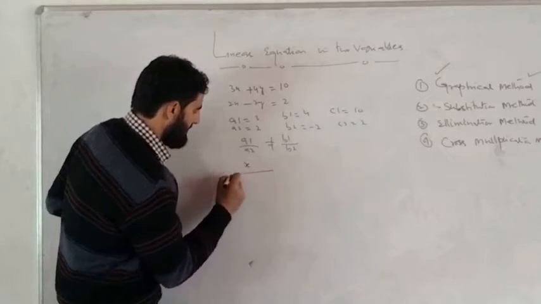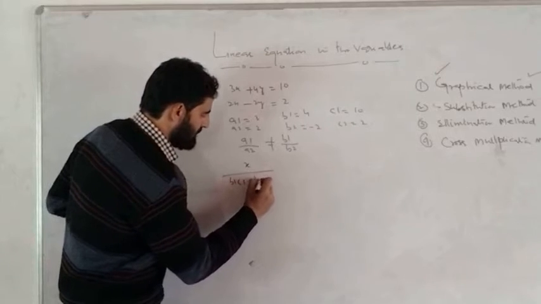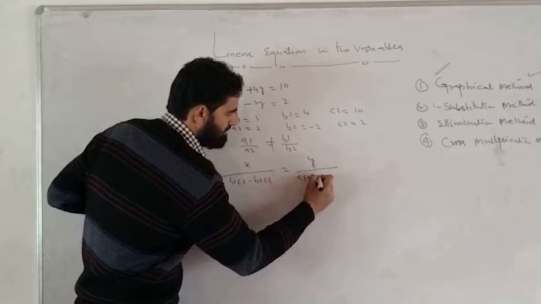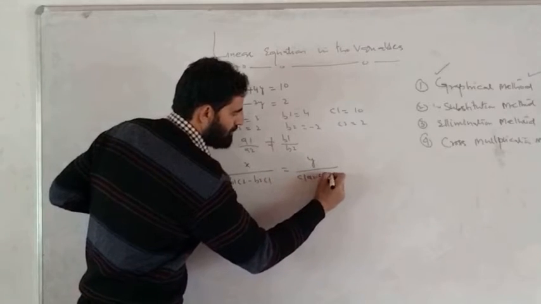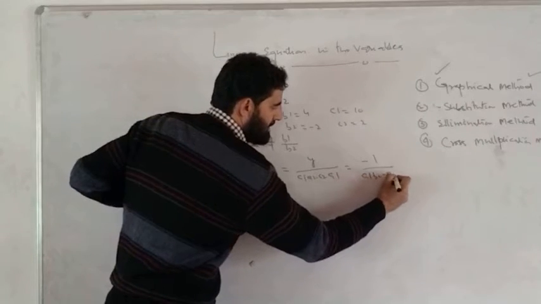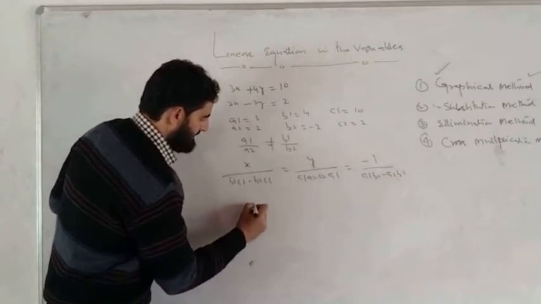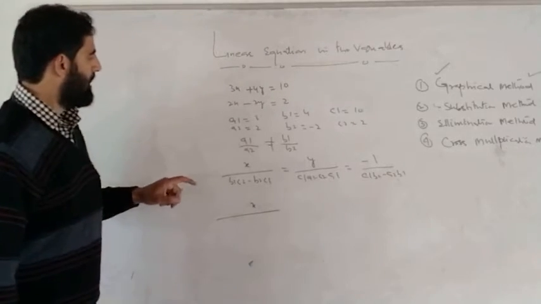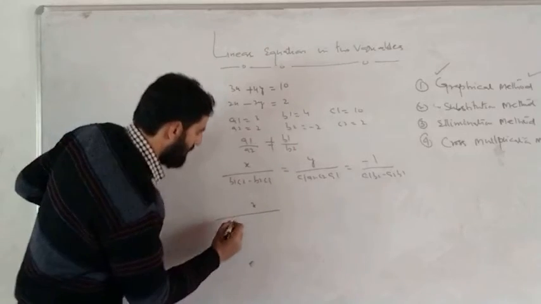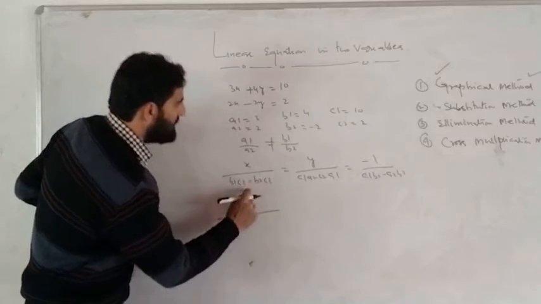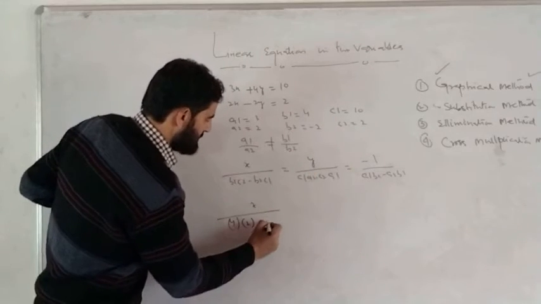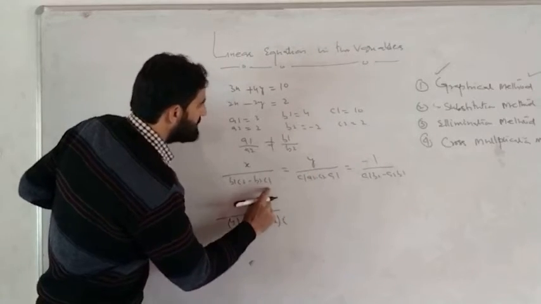So x divided by b1 c2 minus b2 c1 is equivalent to y divided by c1 a2 minus c2 a1 is equal to minus 1 divided by a1 b2 minus a2 b1. This is equal to x divided by, what is b1? b1 is 4 into c2, c2 is 2, minus b2, b2 is minus 2, into c1, what is c1?